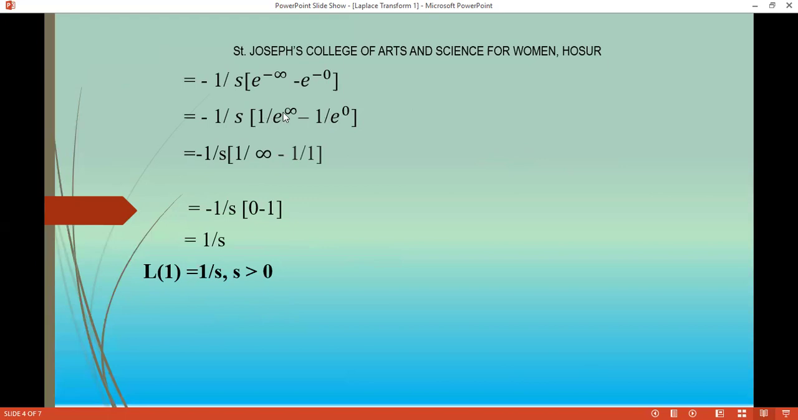The value of e power infinity is infinity, so 1 by infinity is 0. And any number to the power 0 is 1, so 1 by 1 is 1. We get minus 1 by s into 0 minus 1, which is minus 1. So minus 1 by s into minus 1 is 1 by s. So at last, the Laplace transform of 1 is 1 by s. s should always be positive here, s greater than 0.